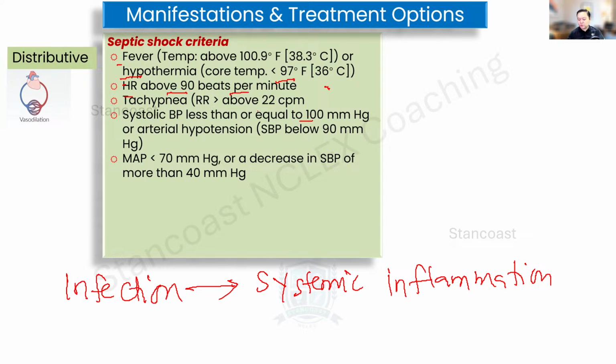Now there's more criteria. Now the MAP, anything that is less than 70 mmHg, or let's say a decrease in the SBP of more than 40. If there is a drastic drop in the systolic blood pressure, let's say a blood pressure of 130 went down to probably 90 or let's say 80, that's quite a significant drop, guys. So here you will think, hey, my patient probably has the early signs of sepsis.